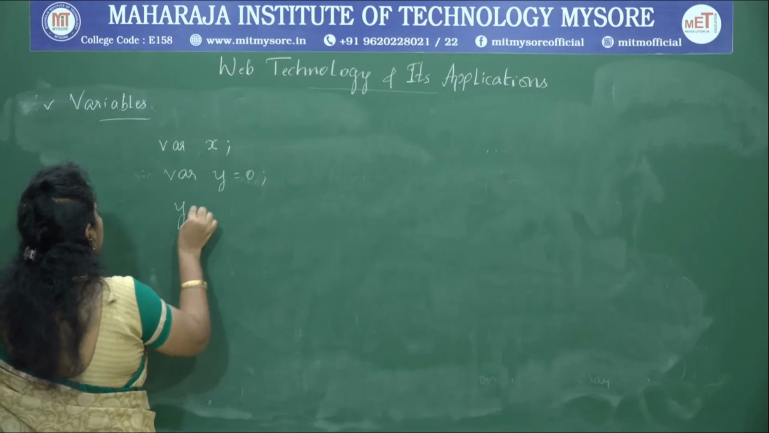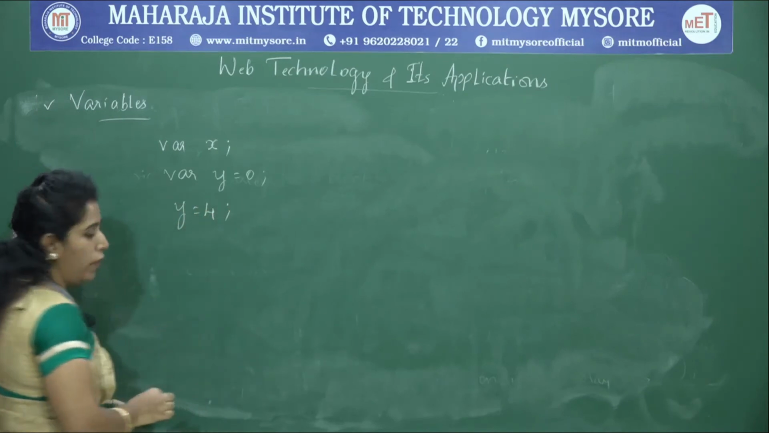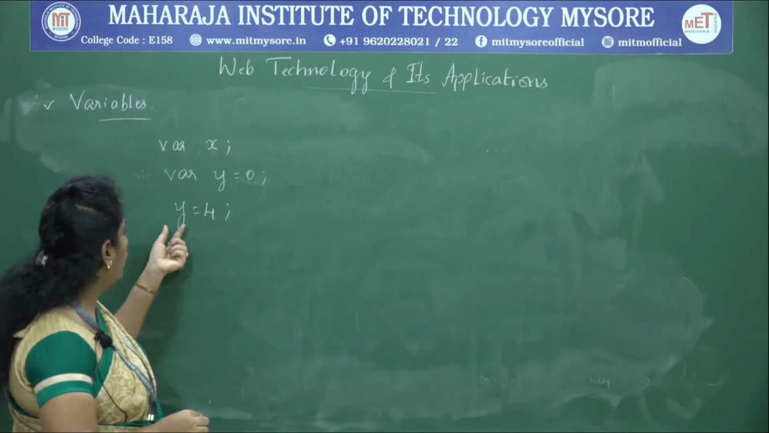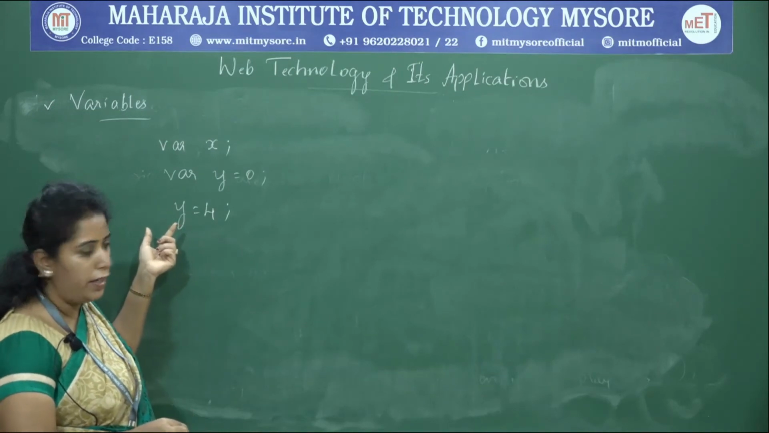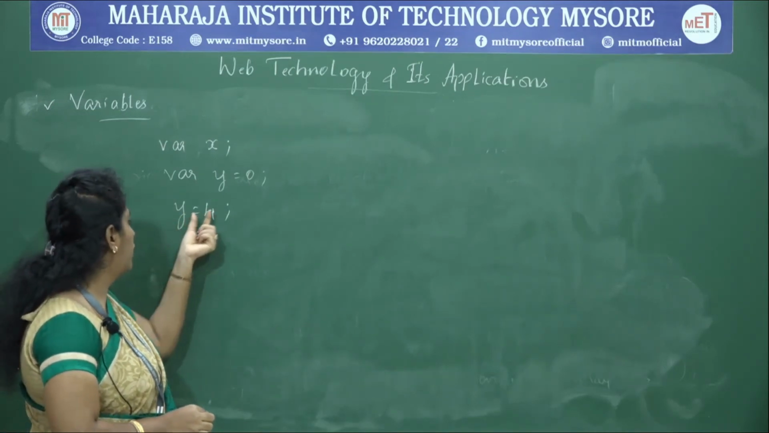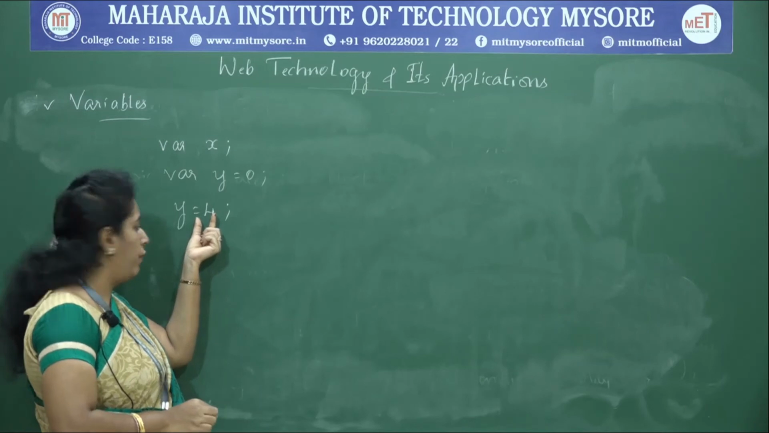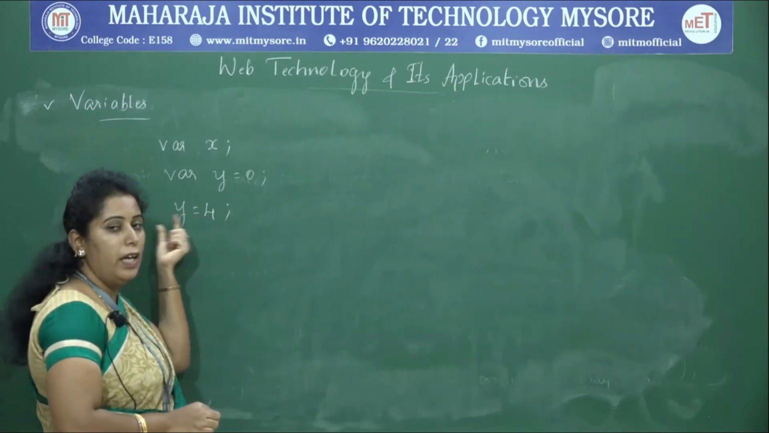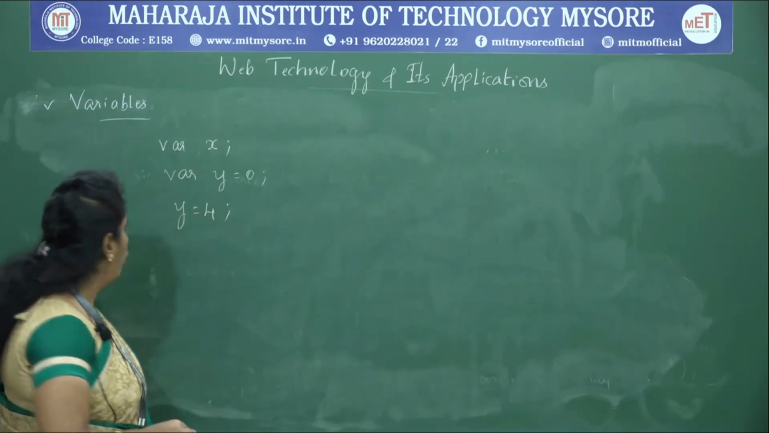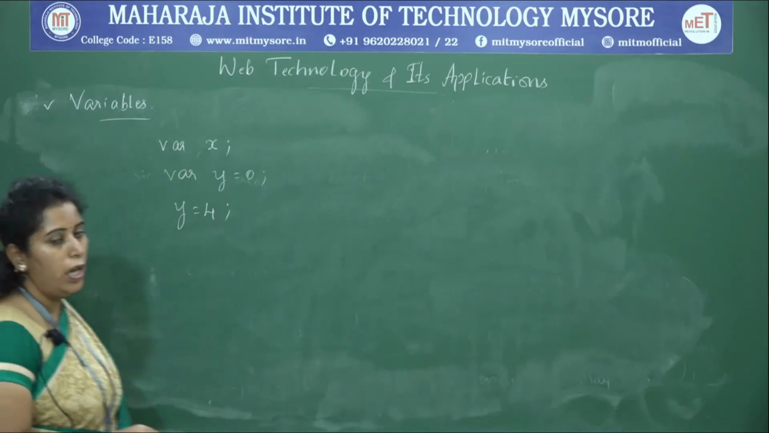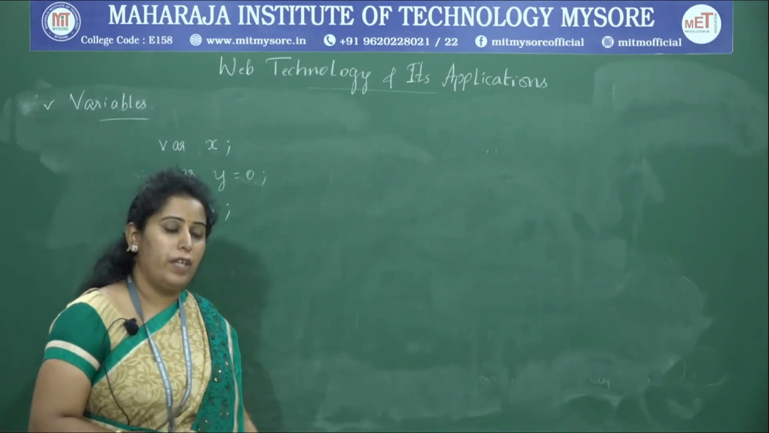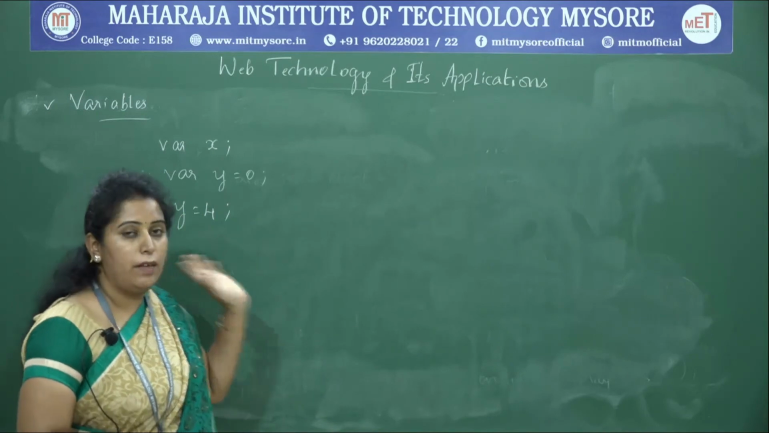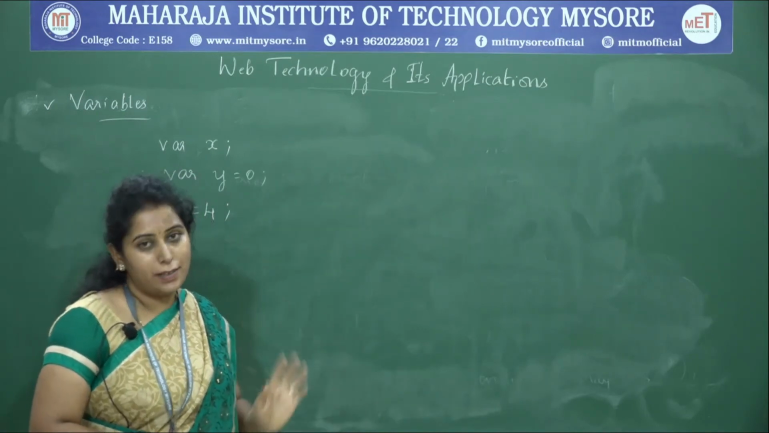Next, in case this is y is equal to 4. So here you have not used any var, right? So what is happening here? You are assigning an integer type of value and that is going to be assigned for the variable y. So this is all about declaration of variables. So variables in JavaScript are dynamically typed.